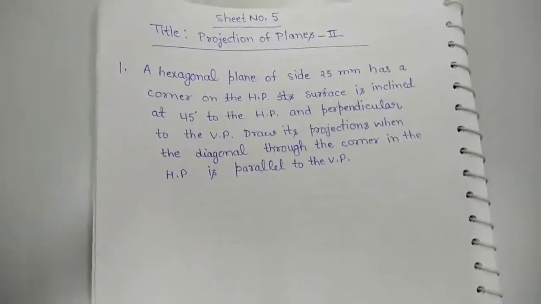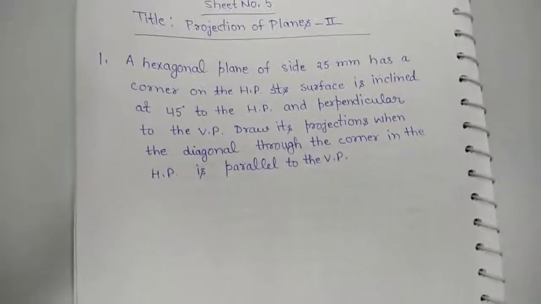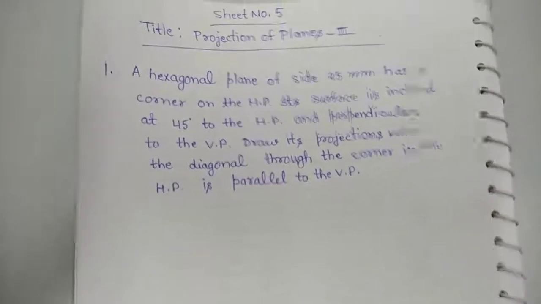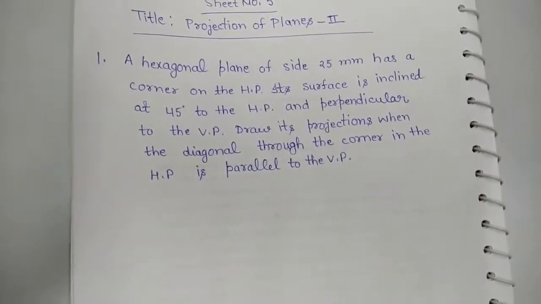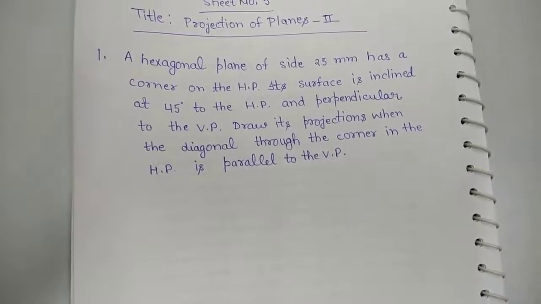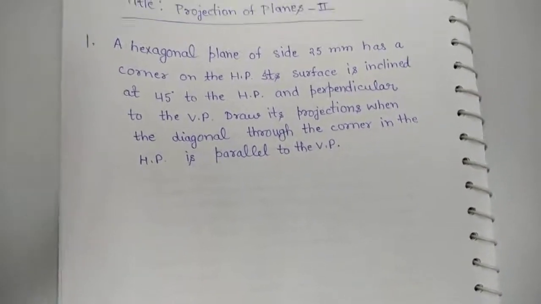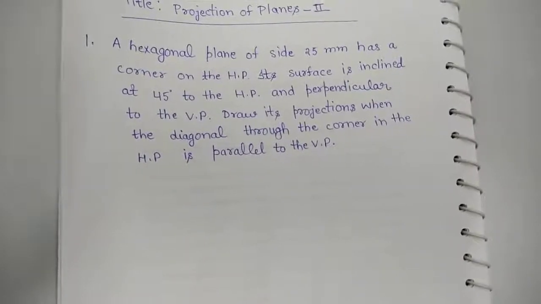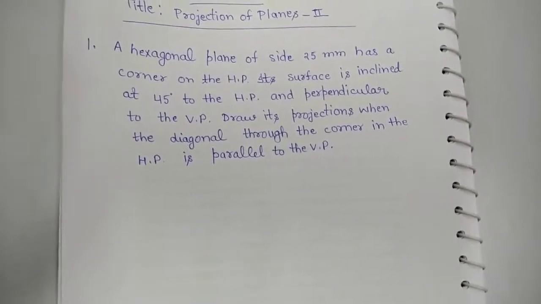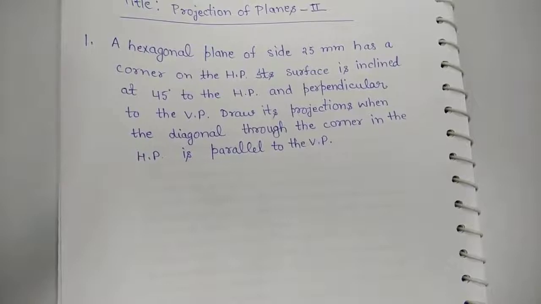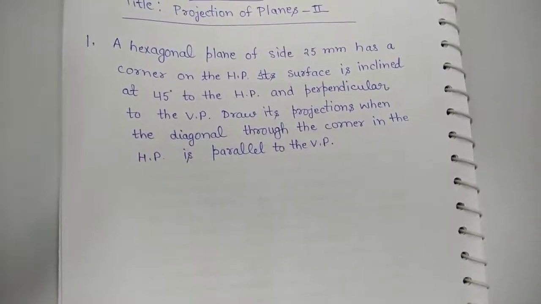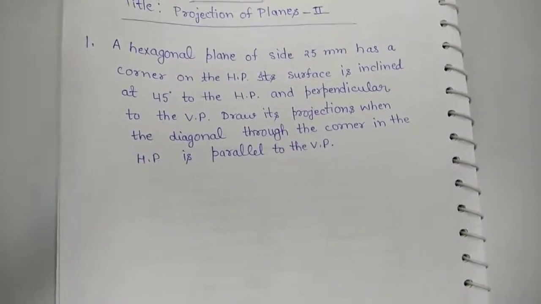Now in this question, a hexagonal plane of side 25 mm has a corner on the HP. Its surface is inclined at 45 degree to the HP and perpendicular to the VP. We have to draw its projection when the diagonal through the corner in the HP is parallel to the VP.